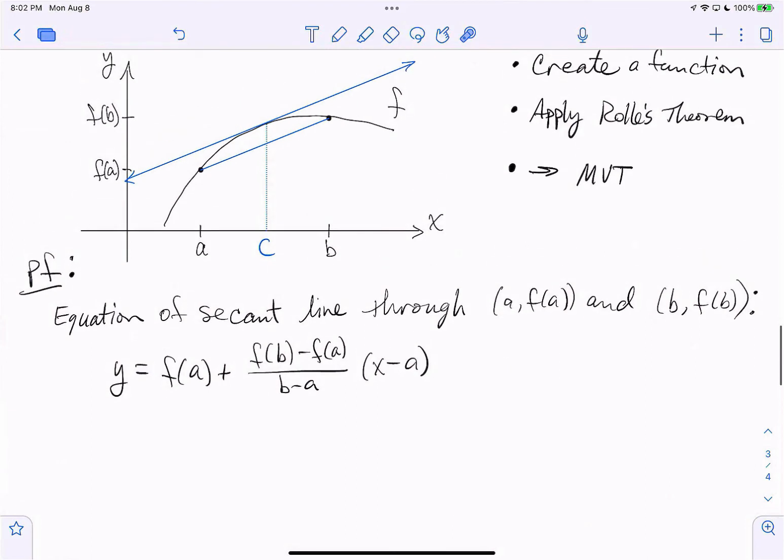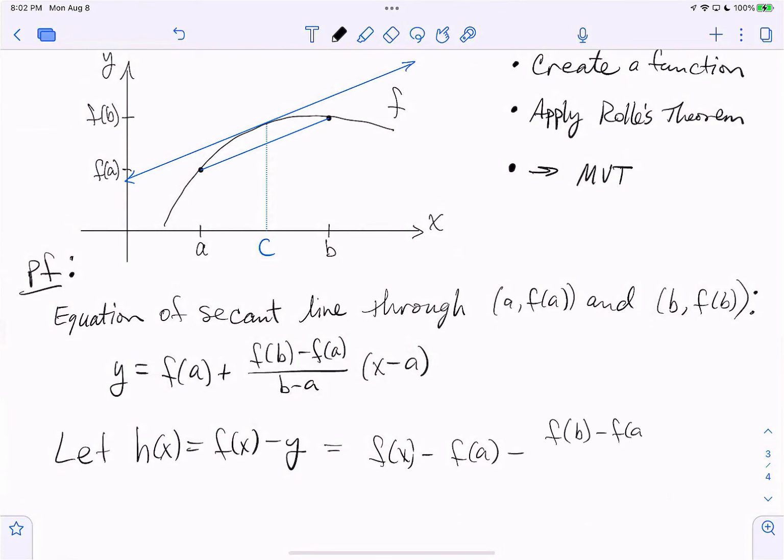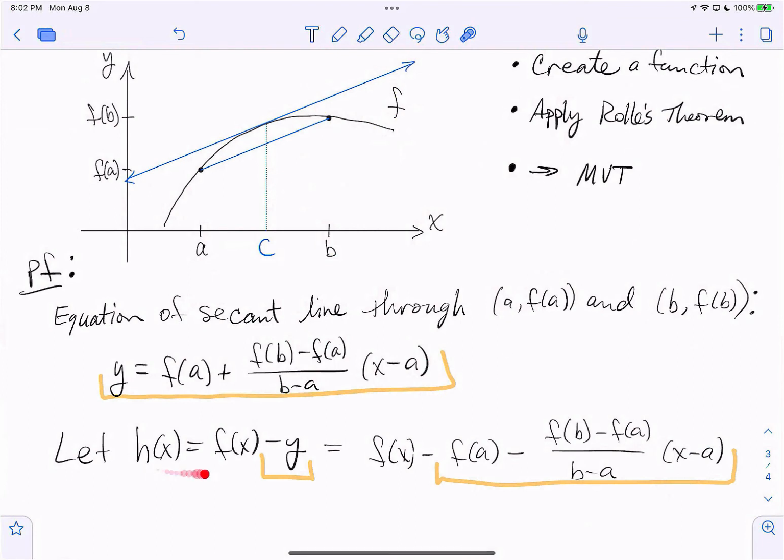Now the function that we're going to create, we're going to call it h. Let h(x) equal f(x) minus y. So h(x) is equal to f(x) minus the quantity of f(a), so we're going to distribute, minus slope f(b) minus f(a) divided by b minus a times x minus a. What we've done is we've taken the expression that defines y and replaced y in h(x).